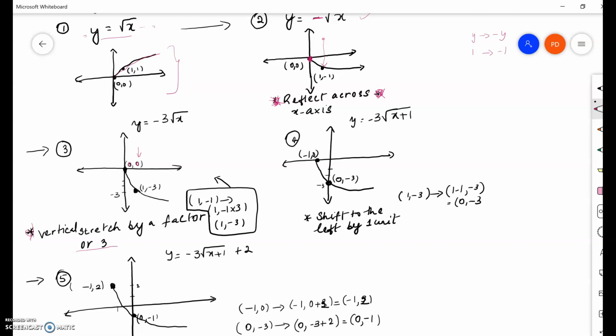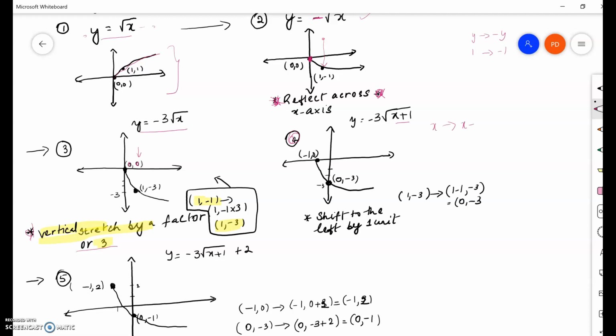The point 1, -1 becomes 1, -3 when we multiply the y coordinate by 3. The y coordinate is -1, multiplied by 3, it becomes -3. And we're doing the multiplication by 3 because we want to stretch it vertically by a factor of 3. So now, at this point, we have the equation y equals -3 radical x.